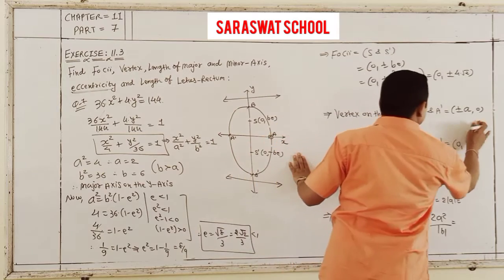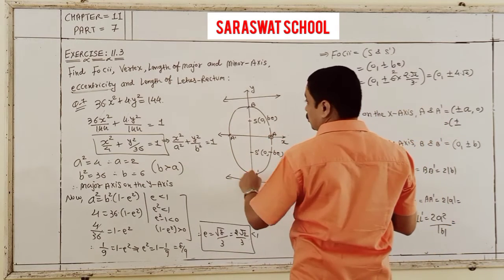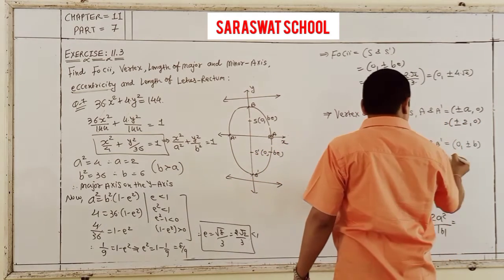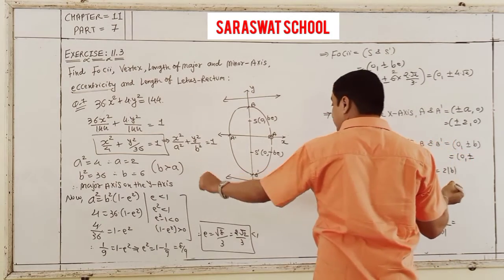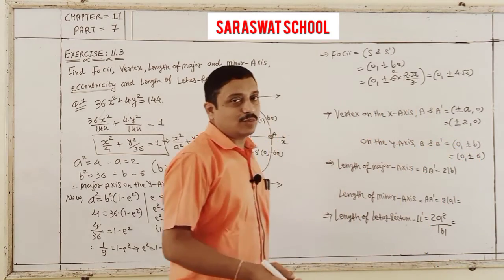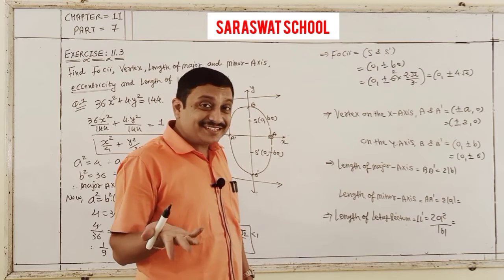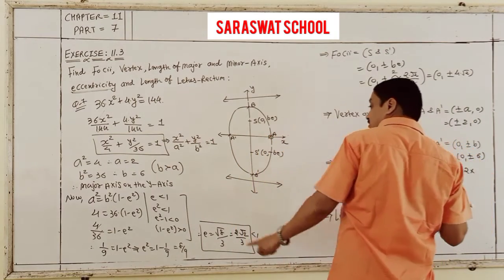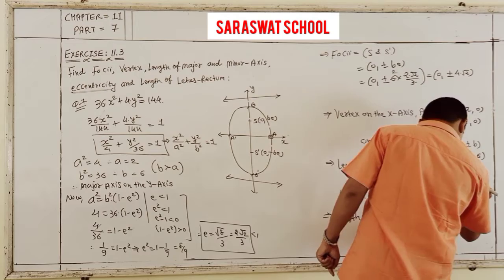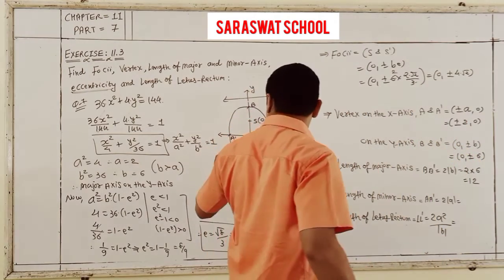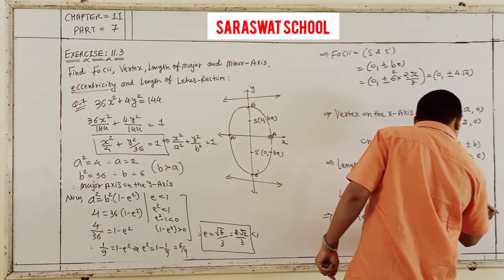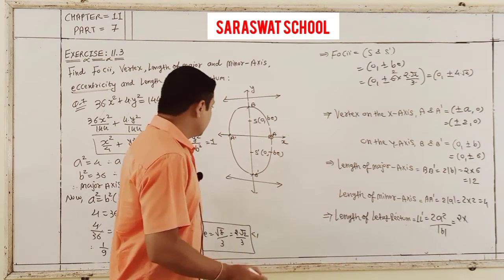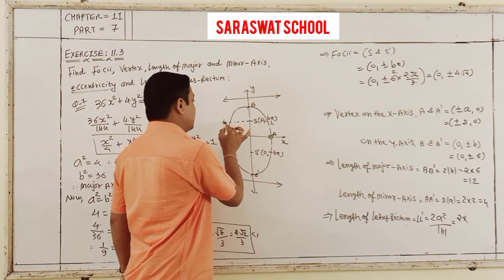Now the vertices. On the x-axis, point A is 2, 0. Similarly along the y-axis it is B, which is 6: 0 comma plus or minus 6. Now the length of major axis B dash is 2 modulus B, and that you know. What is B? B is 6, 2 times is 12. Similarly, minor axis A dash is 2 into 2.